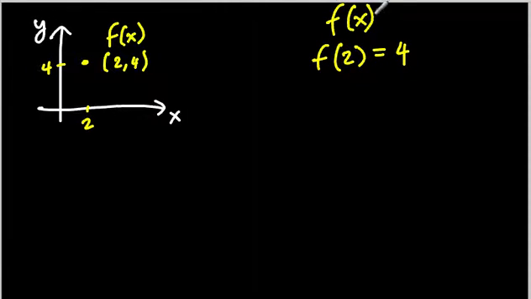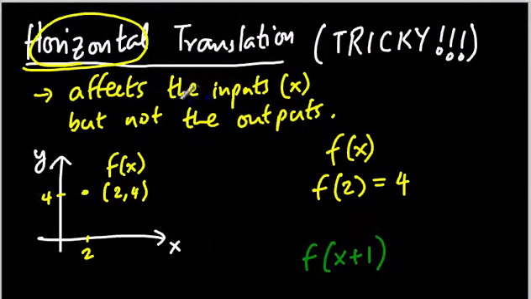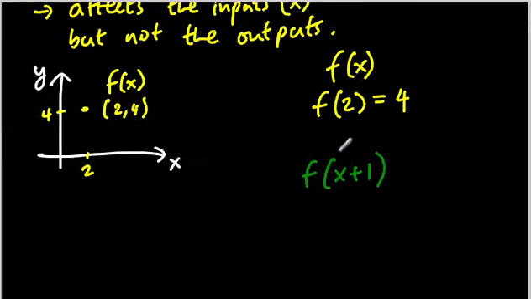Let's say for my original function f of x, I'm going to translate it to f of x plus 1. And remember, like I said before, it affects the inputs but not the outputs. So if my original output was 4, even if I translate it, the output will still remain as 4. The question now becomes: what will the value of x be, how will this point of 2 move or translate according to this function?